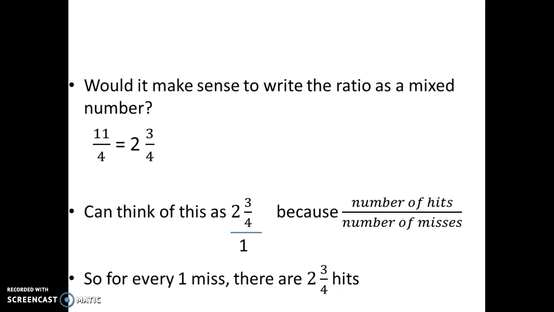So that means that for every one miss, which is our denominator, there are 2 3/4 hits. So this is very close to a 1-to-3 ratio, meaning that every time someone missed, they would then hit the target 3 times. So we can write the ratio as a mixed number, even though maybe with an improper fraction it might be a little bit easier to see the comparison, but we can still write it as a mixed number.